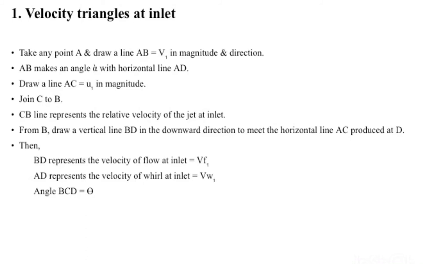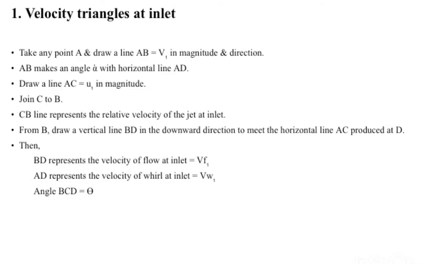At that tip you have to take a point A and then draw a line AB that is equal to the velocity of the jet at inlet, that is V1. Next, that line AB makes an angle alpha with the horizontal line AD. Now you have to draw a line AC which represents the velocity of the plate at inlet in magnitude.